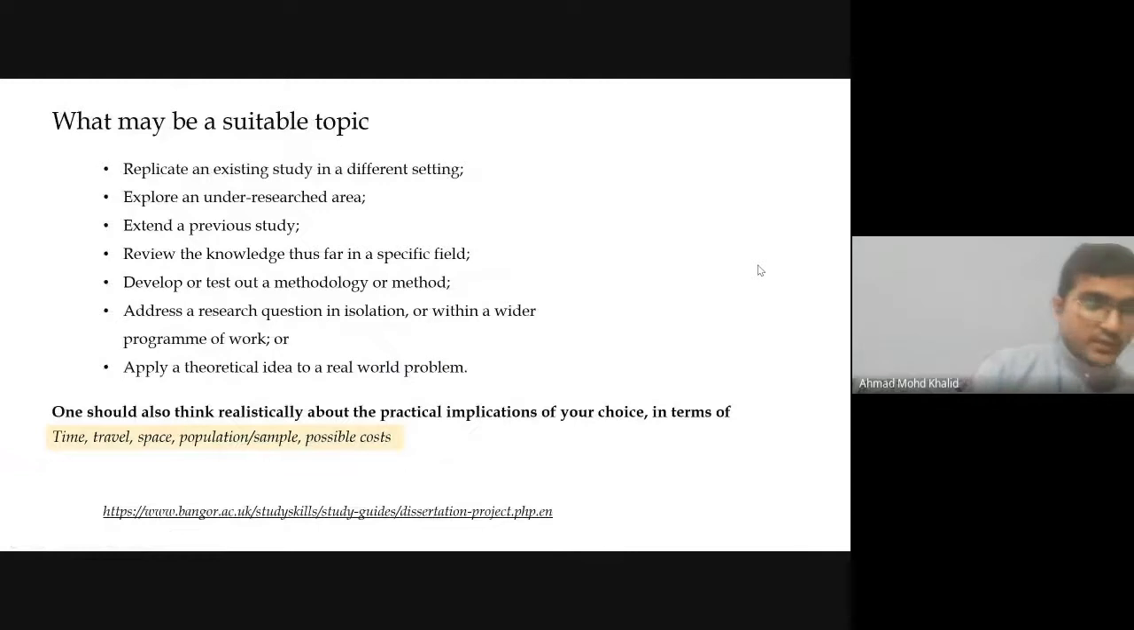So going more into the suitability of the topic, we talked about what can be a suitable topic. There can be more depth to this discussion. For example, you want to replicate an existing study in a different setting. Say in China, there is an issue of population. China is the world's largest population country.